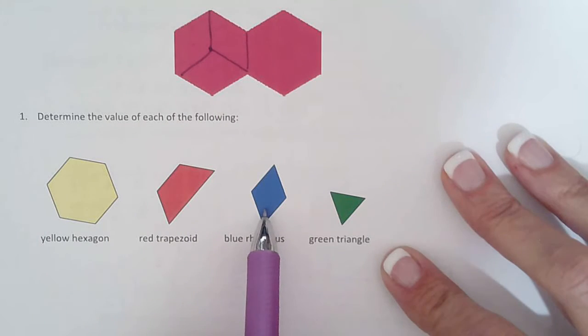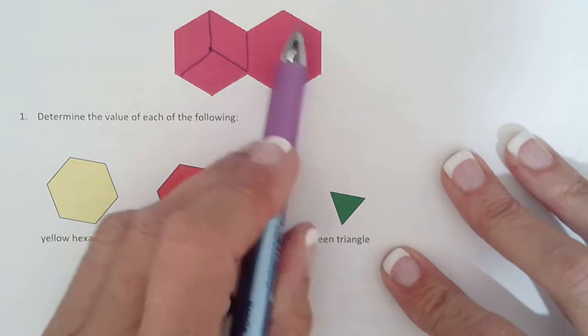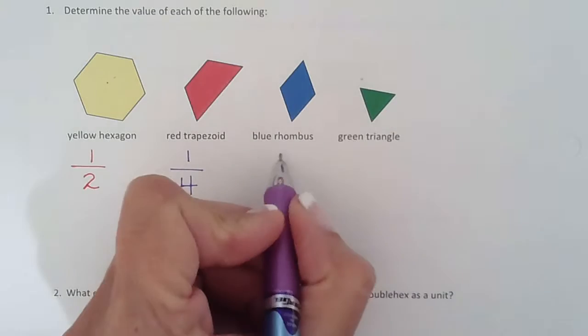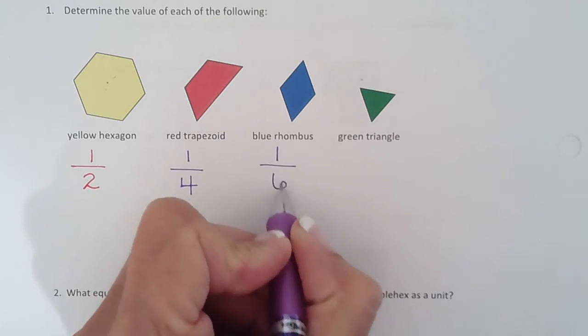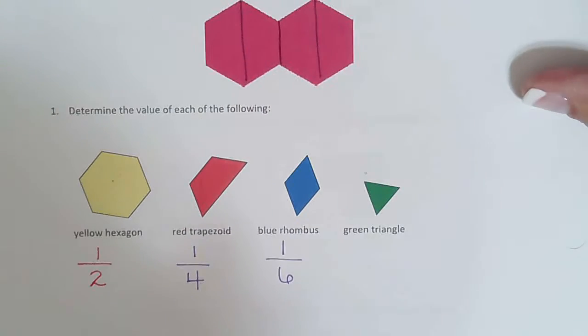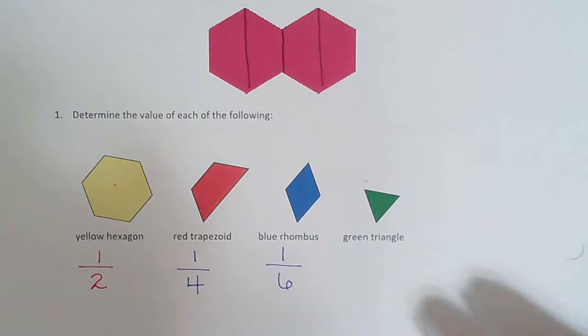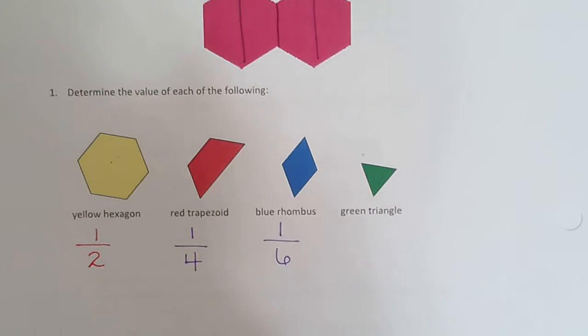So do we agree that the rhombus would be 1/6? Because 3 plus 3 is 6, make a whole, and this is 1 out of 6. So if you didn't draw on both of your hexagons, you could put that in, but I'd drawn on both, so I just found a blank sheet I could use.